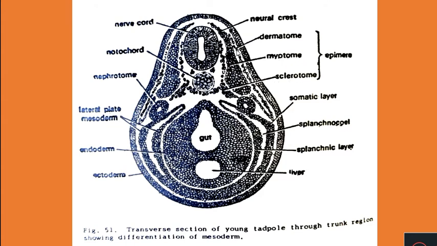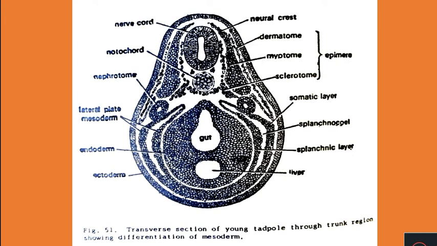So, first we go to the dermatome. Dermatome is the outermost narrow strip of somite just beneath the epidermis. So, this is the epidermis. Just beneath the epidermis you can see this dermatome, which is the outermost narrow strip of somite. It is this dermatome which will develop into the dermis of the skin. So, dermis is mesodermally derived, whereas epidermis is derived from the ectoderm.